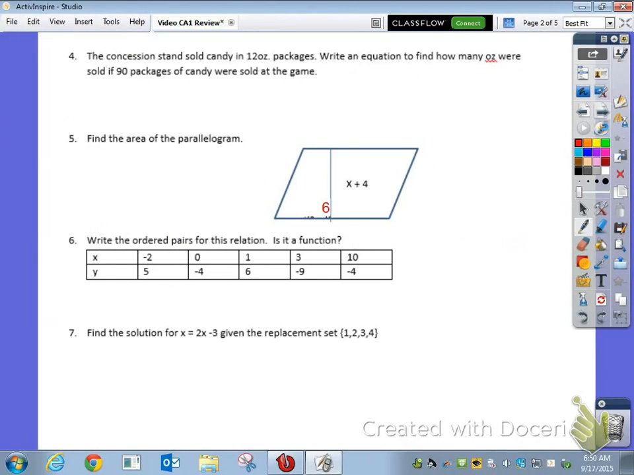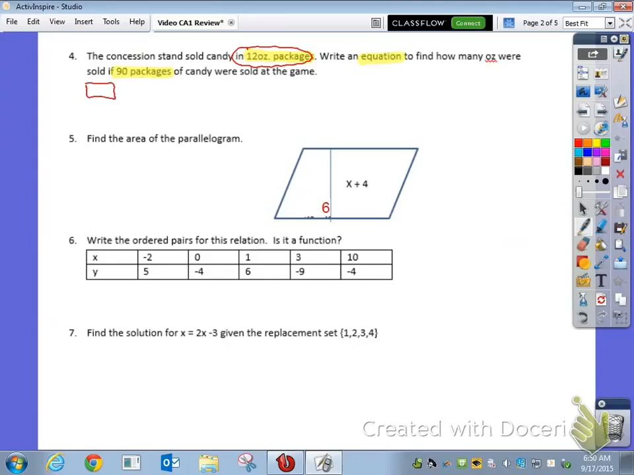On number 4, you have candy that's sold in 12-ounce packages. Write an equation. Okay, so I just want an equation to find how many ounces were sold if there were 90 packages. Okay, so this tells me about a package, and there's 90 packages sold, okay? So notice it says in, okay, 12-ounce packages.